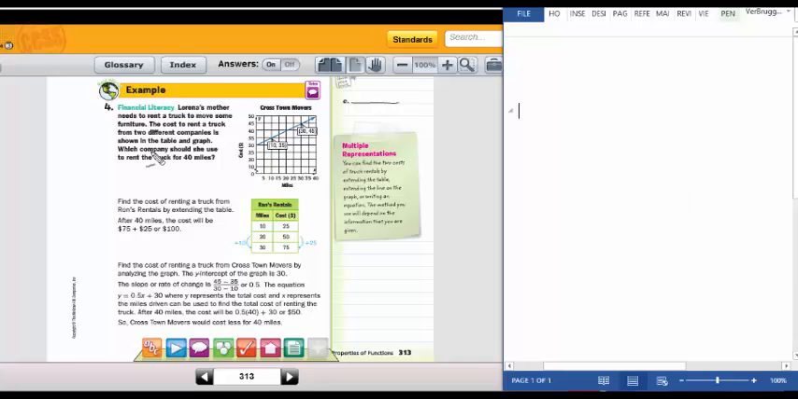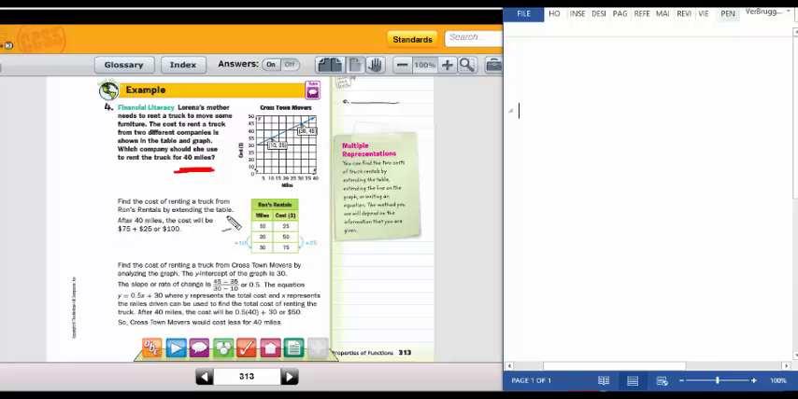All right, let's take a look at problem number 4. Again, financial literacy. Lorena's mother needs to rent a truck to move some furniture. The cost to rent a truck from the two different companies is shown in the table and graph. Which company should she use to rent the truck for 40 miles? Because it's going to make a difference depending on how many miles you rent for, which one is going to be the better deal.